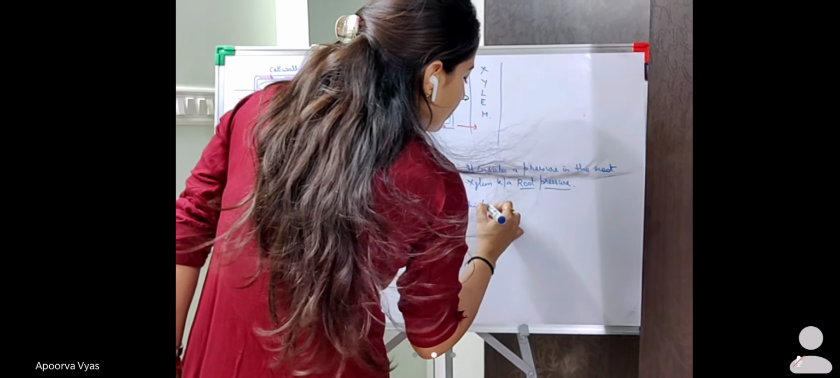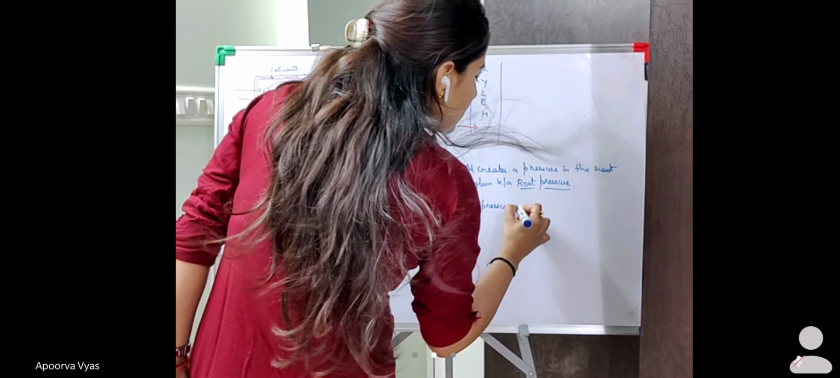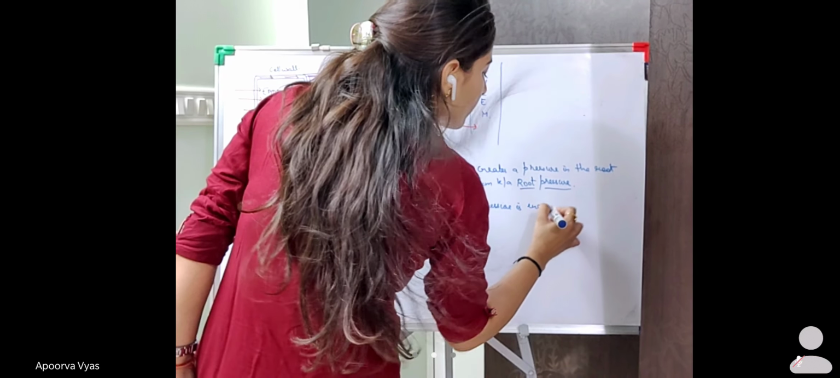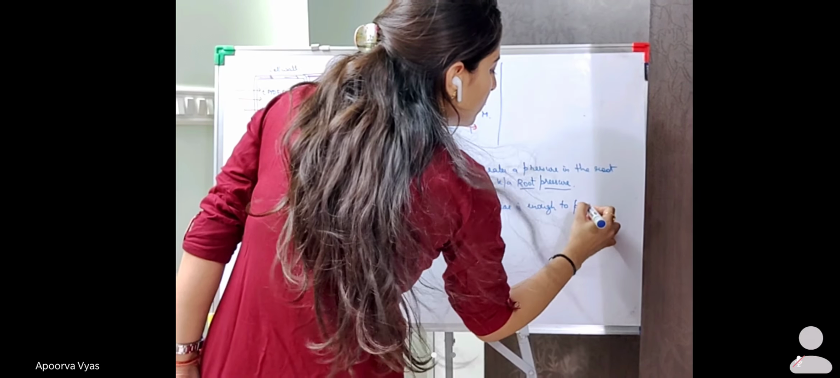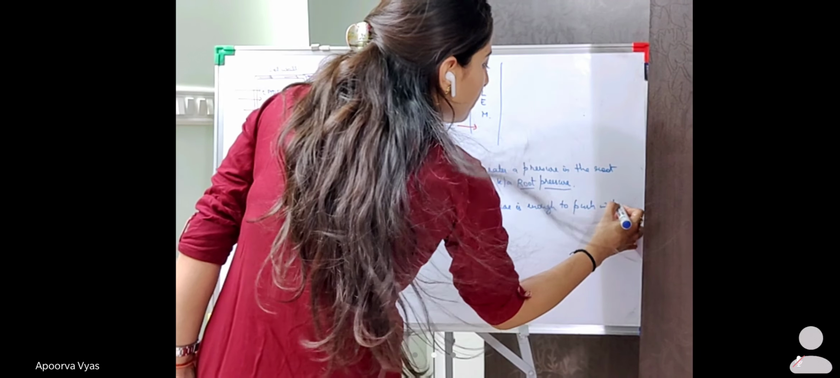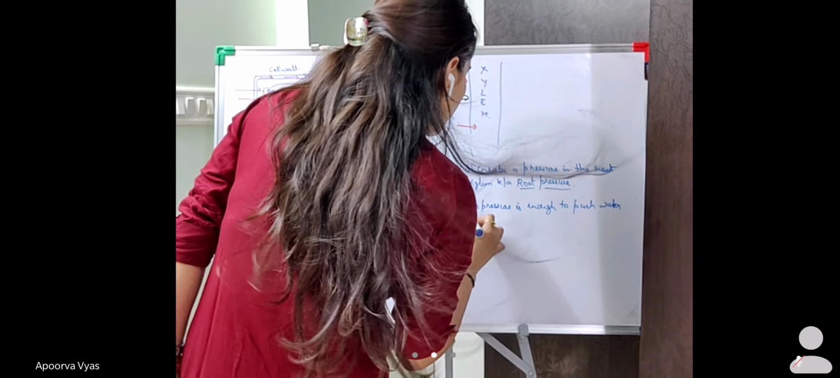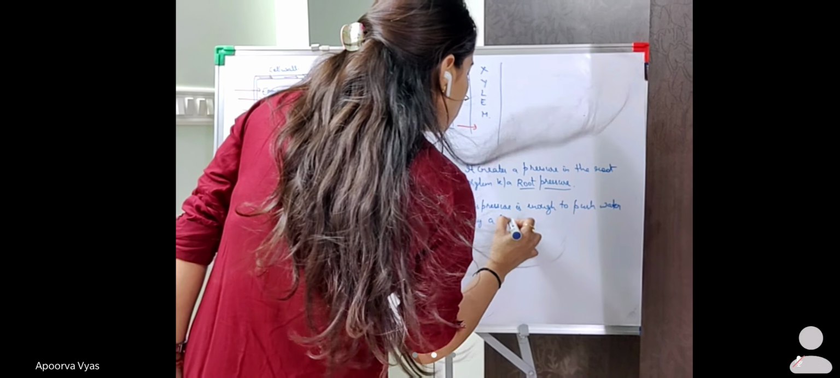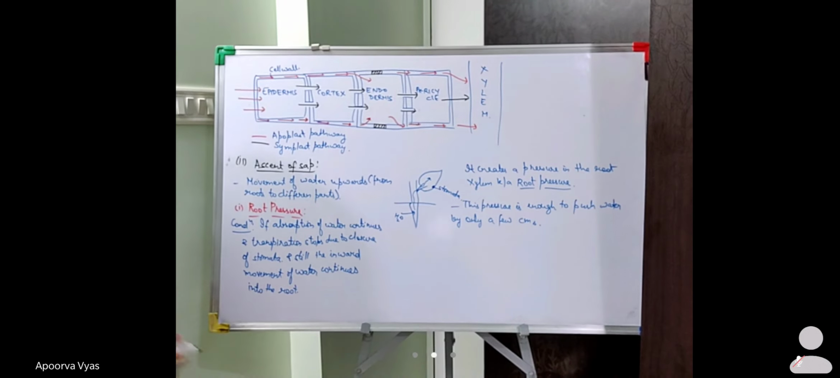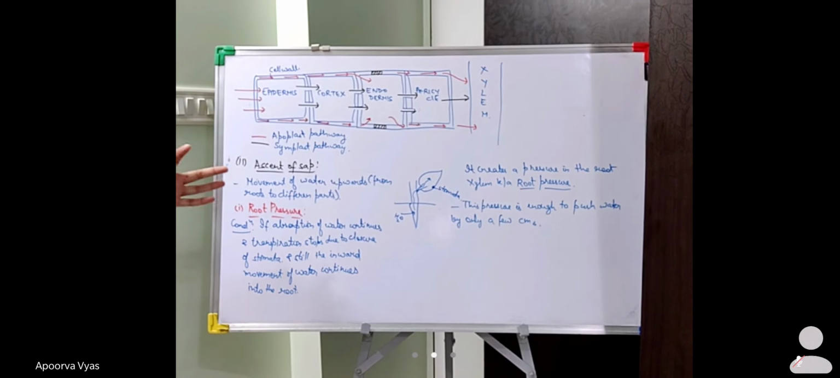So this pressure is enough to push water by only a few सेंटीमीटर्स. ठीक है, तो मतलब कि वाटर बहुत ज्यादा हाई लेवल तक कैन नॉट बी ट्रांसपोर्टेड थ्रू दिस रूट प्रेशर. ठीक है, तो इसके रूट प्रेशर के मैकेनिज्म को या एक्सपेरिमेंट को प्रूव करने के लिए एक एक्सपेरिमेंट किया गया था, one experiment was done.